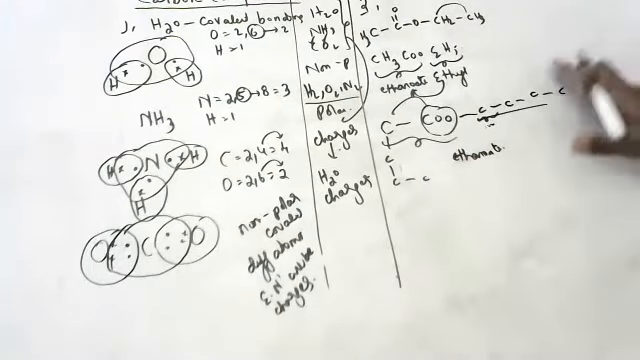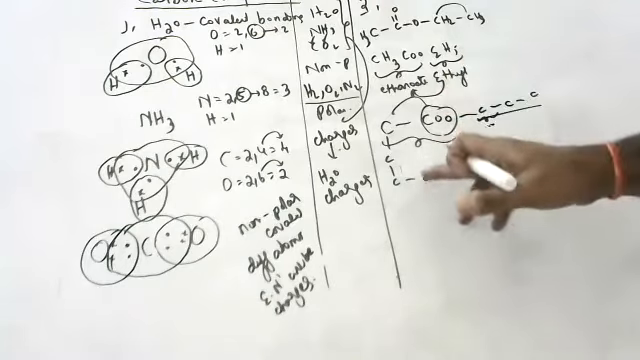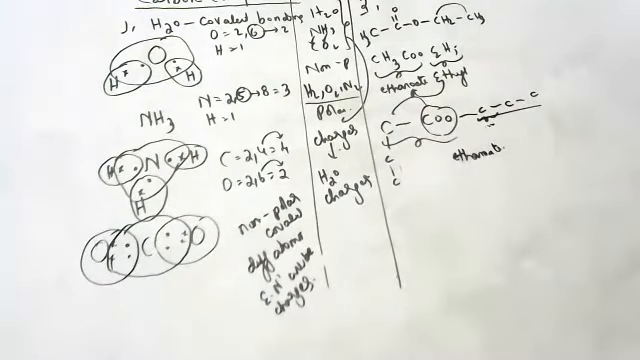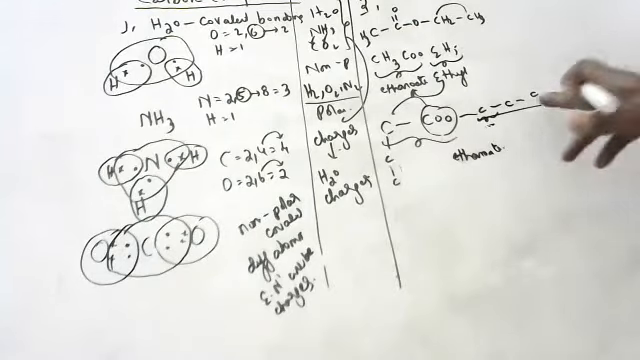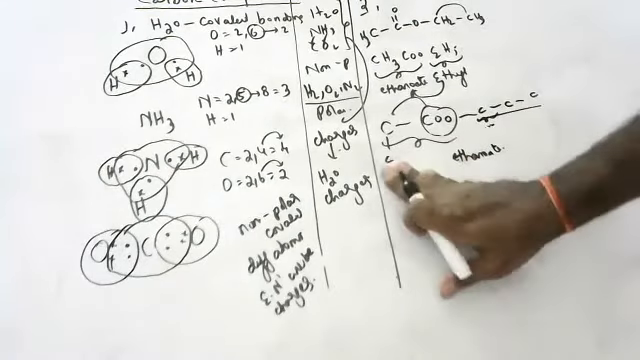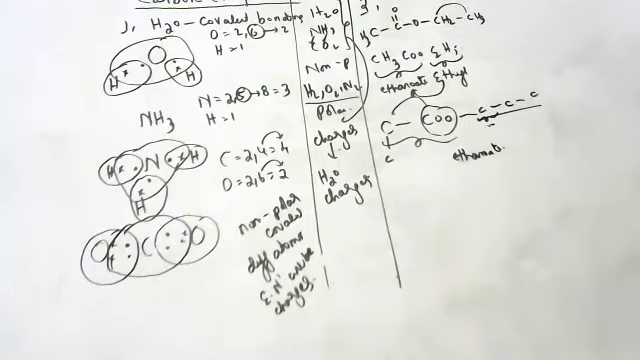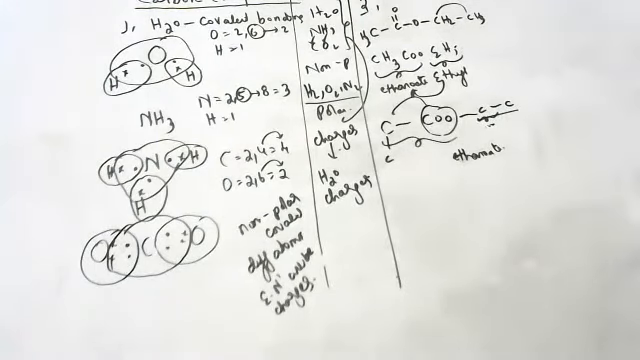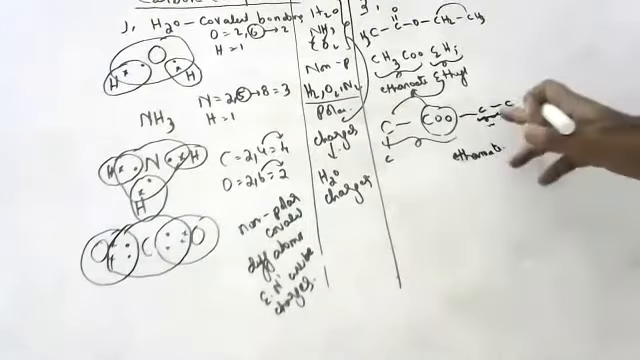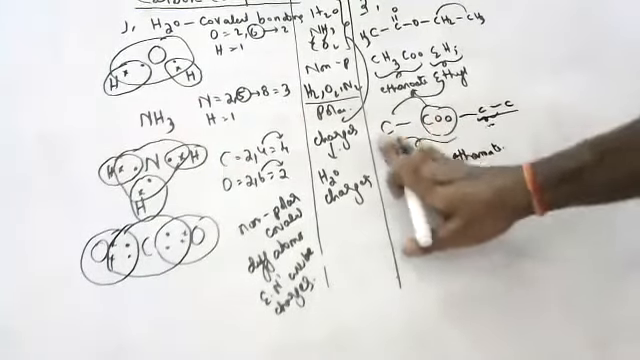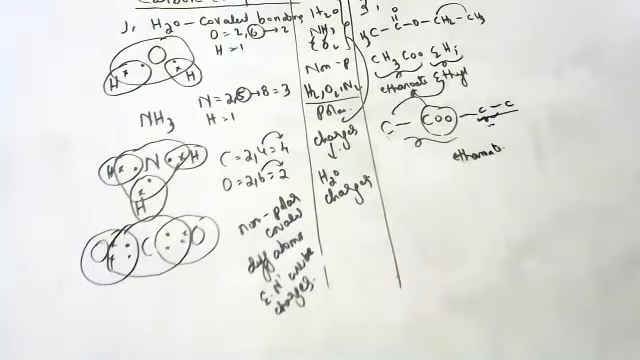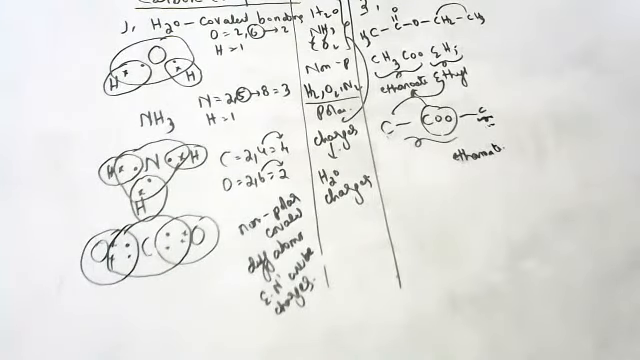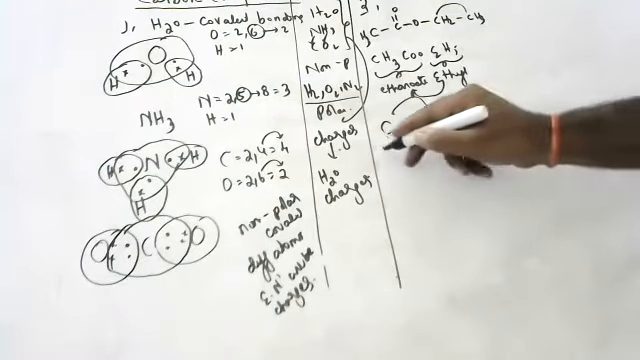This one? Propyl butanoate. Propyl pentanoate. This one? Propyl butanoate. This one? Propyl propanoate. This one? Ethyl propanoate. This one? Ethyl ethanoate. This one? Methyl ethanoate. That's all. This is the simplest ester.